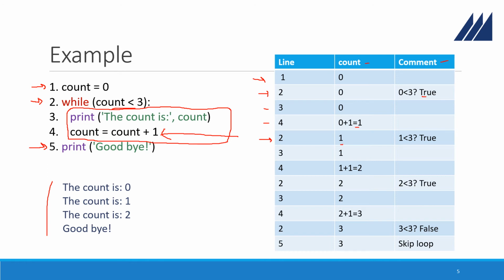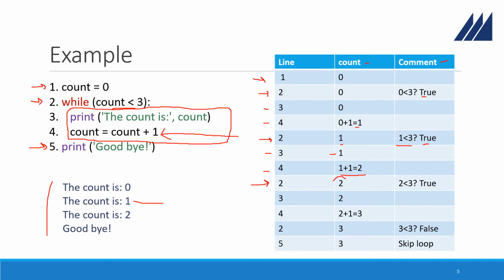I'm going to test it. Is 1 less than 3? Yes. I'm going to go to line number 3. Count is still 1. So I'm going to print this line. Okay. And then I'm going to go to line number 4. I'm going to increase count by 1. Now count equals 2. I'm going back again to the header of my while loop.